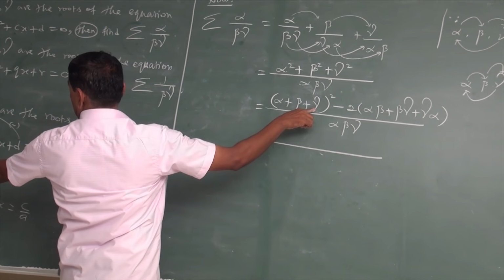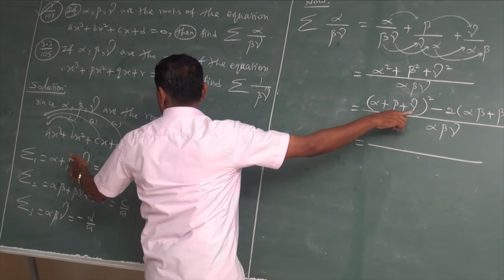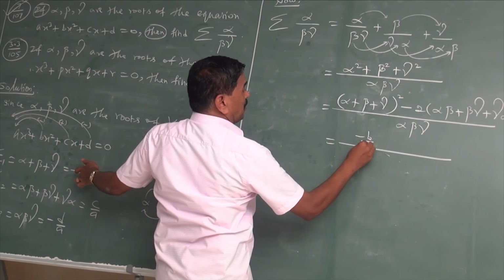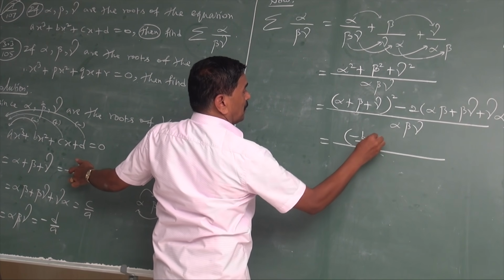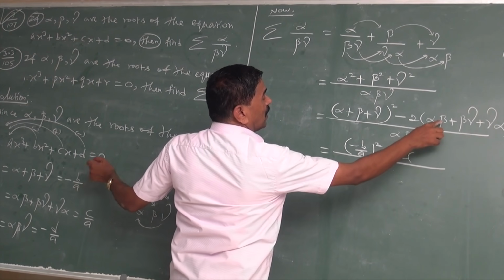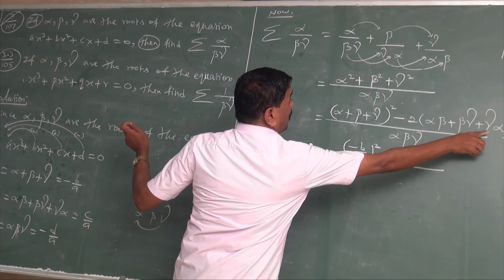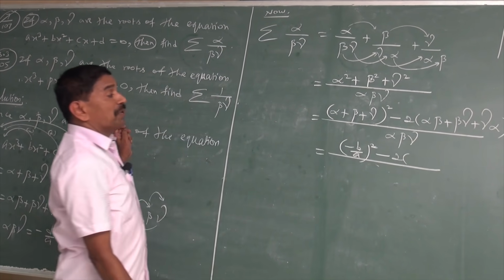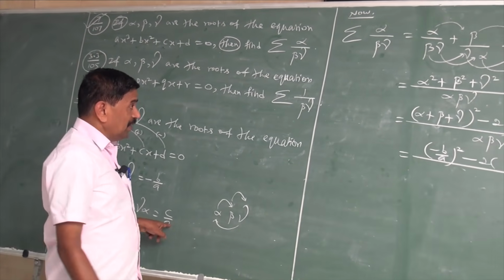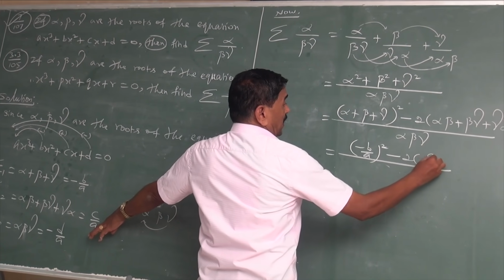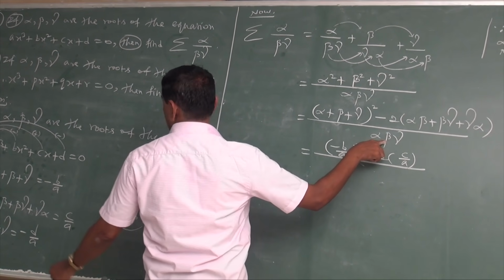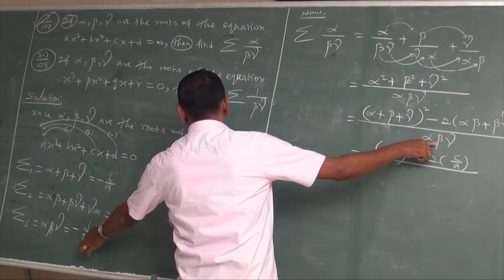From the beginning we know that sigma 1 equals alpha plus beta plus gamma, which is equal to minus b by a. So the bracket is equal to (minus b by a) the whole square minus twice of alpha beta plus beta gamma plus gamma alpha, which is nothing but the sum of products of the roots taken 2 at a time, given by sigma 2. Sigma 2 is equal to c by a. The second term is c by a, divided by alpha beta gamma, which is the product of roots taken 3 at a time, sigma 3, where sigma 3 is equal to d by a.